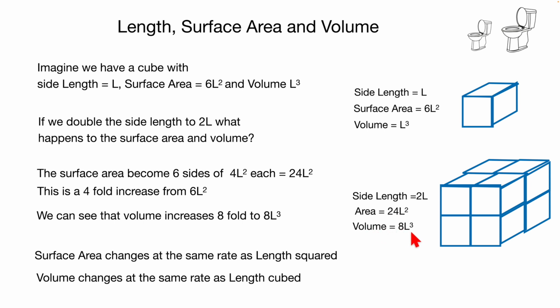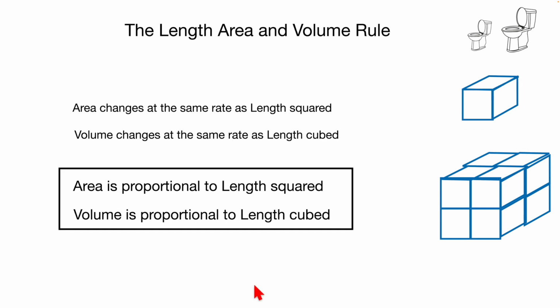Volume is now 8L cubed. There's 4 sugar cubes on top and there's 4 sugar cubes on the bottom. You can't see them all. So volume has increased 8-fold, which coincidentally of course is 2 to the power 3, 2 cubed. So surface area changes at the same rate as length squared, and volume changes at the same rate as length cubed. And that is the LAV rules. The length, area and volume rule. Area is proportional to length squared. Volume is proportional to length cubed.